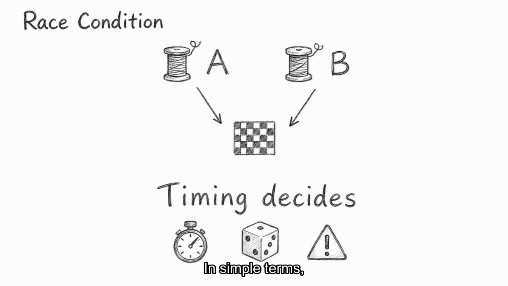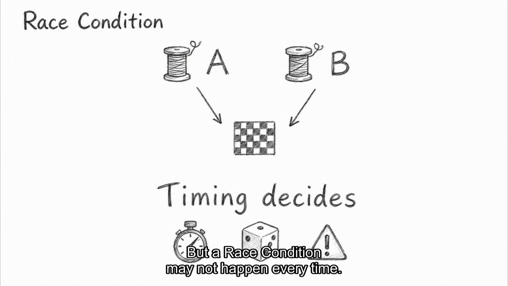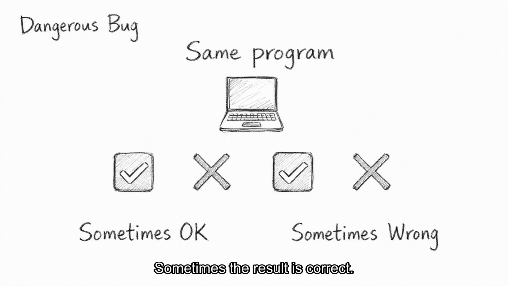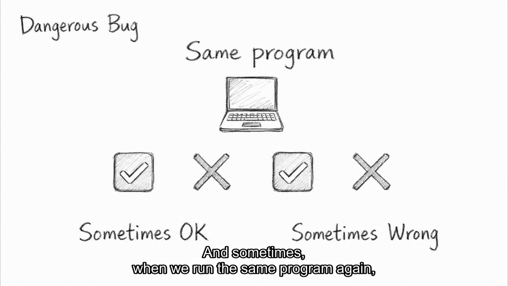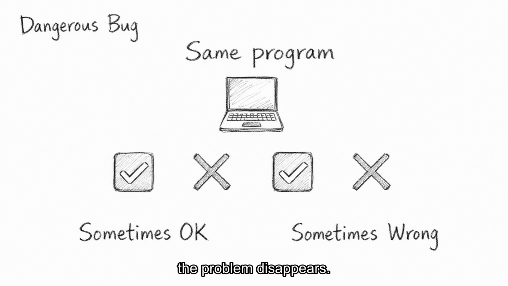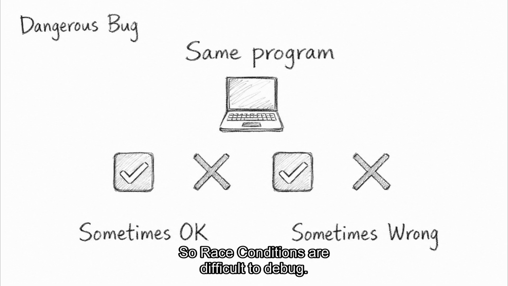In simple terms, the problem may work sometimes, but it may fail when the timing changes. That's why a race condition is dangerous. If a bug happens the same way every time, it's easier to find. But a race condition may not happen every time. Sometimes the result is correct, sometimes the result is wrong, and sometimes when we run the same program again, the problem disappears. So race conditions are difficult to debug.